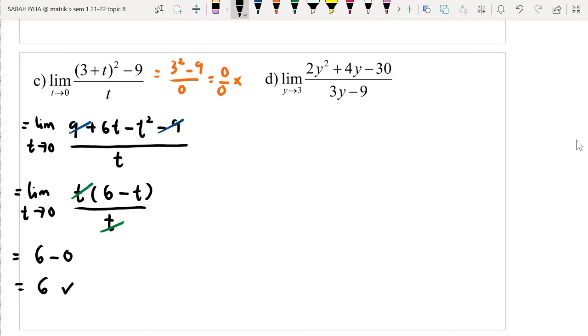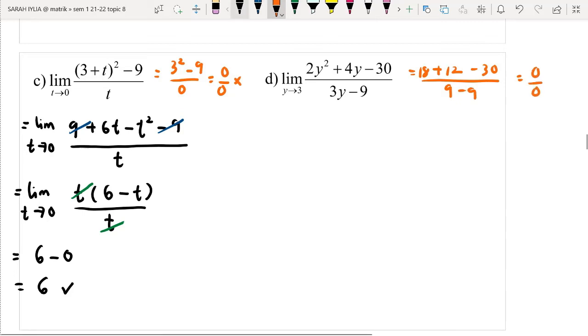Okay, next one, D. We have 2y squared plus 4y minus 30 divided by 3y minus 9. Okay, same again. If we try to substitute here we will get 6 plus 12. Sorry, not 6. 18. 18 plus 12 minus 30 divided by 9 minus 9. So, 0 over 0. Okay, cannot also.